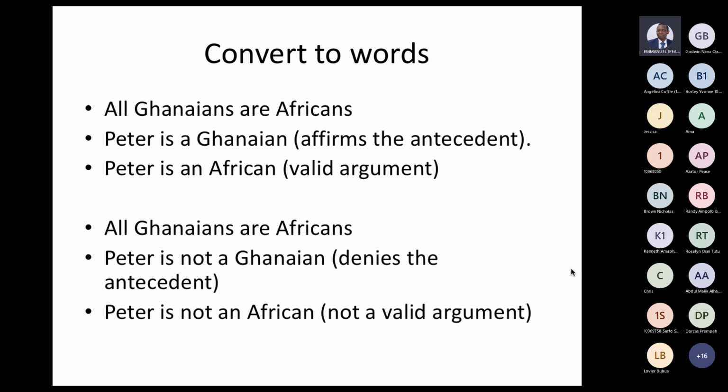Then the second example, all Ghanaians are Africans. Peter is not a Ghanaian, which denies the antecedent. Therefore, Peter is not an African. Now, we are told this is not a valid argument. And why? So let's look at it again. All Ghanaians are Africans, yes? Peter is not a Ghanaian, okay. Therefore, Peter is not an African.